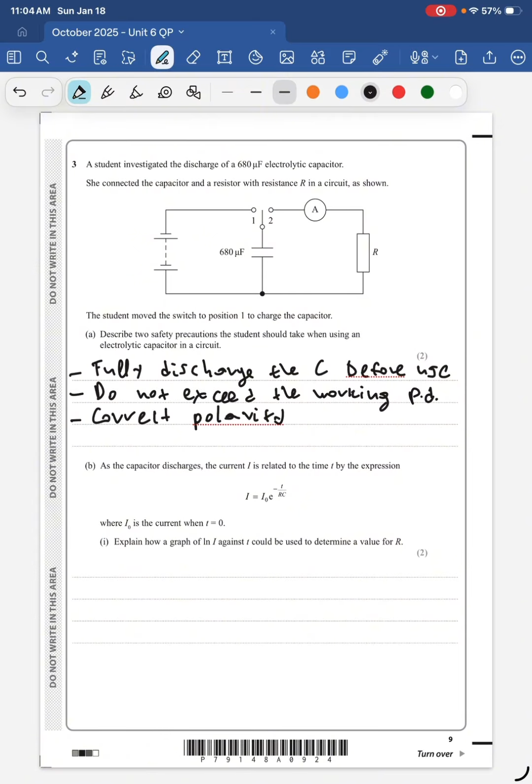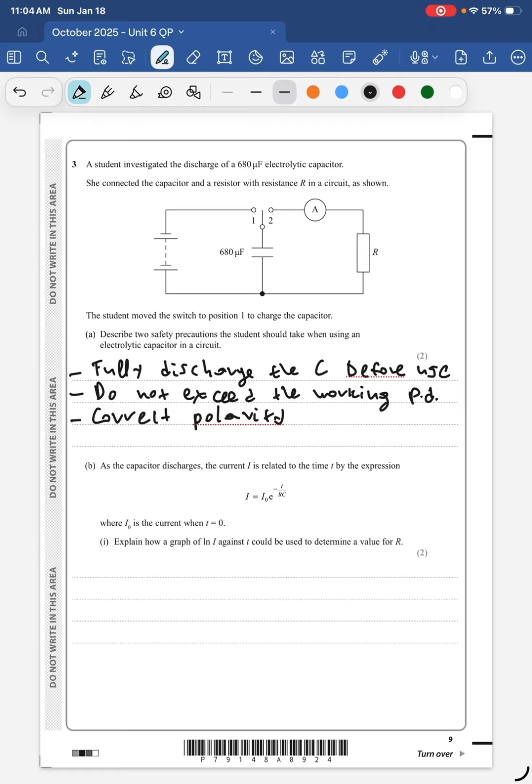Okay, let me check the mark scheme, make sure. They say any two from: do not exceed the working potential difference for the capacitor; connect the capacitor with the correct polarity; discharge the capacitor fully before handling. So perfect. Okay, let's move on.